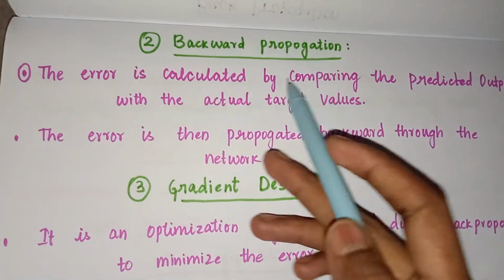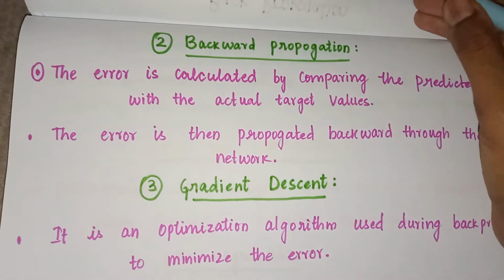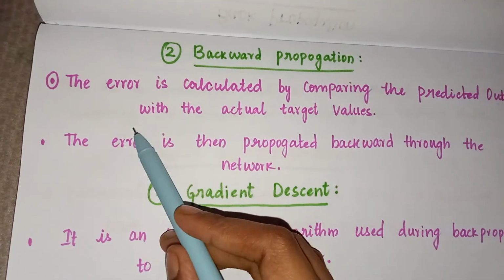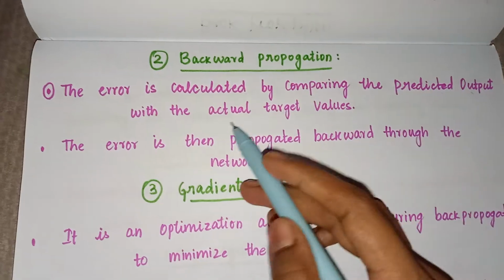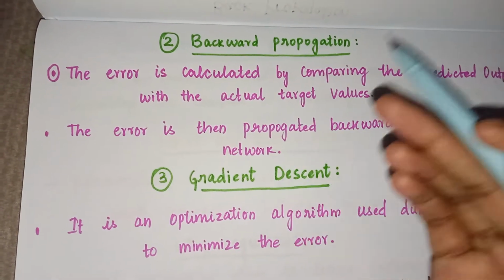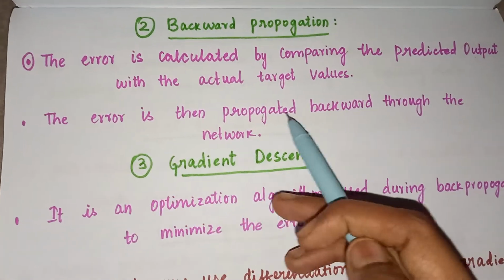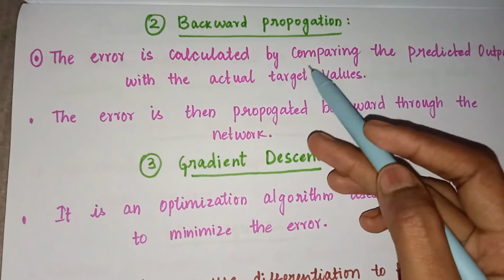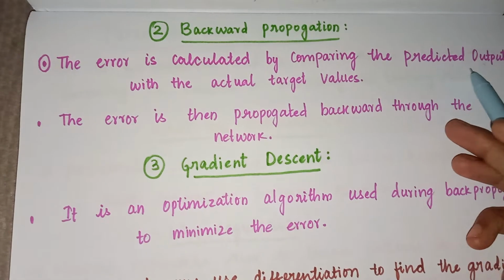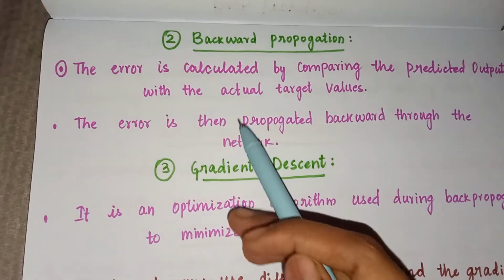Next is backward propagation. Backward propagation is when the error is calculated by comparing the predicted output. Whatever output you're getting, that output is predicted. Comparing the predicted output, the error is calculated with the actual target values, the values that you're giving in the input. Then the error is propagated backward through the network. If the actual target values are not predicted correctly, then they are sent backward through the network.